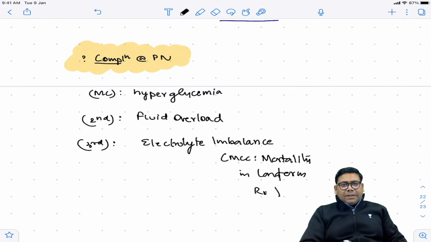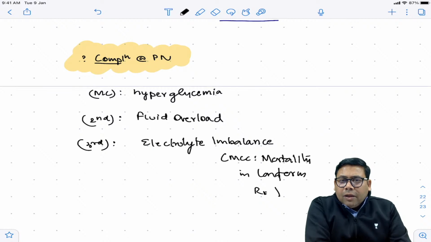Apart from this, you have acidosis, you have uremia, you have hepatitis, or I'm saying hepatic failure. This phenomenon is known as parenteral nutrition induced liver failure, PNILF. So this is very, very important.